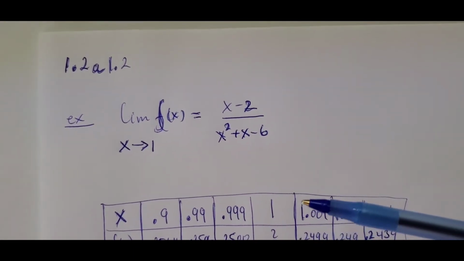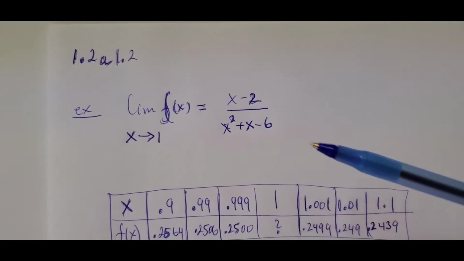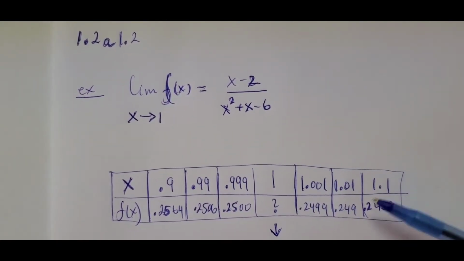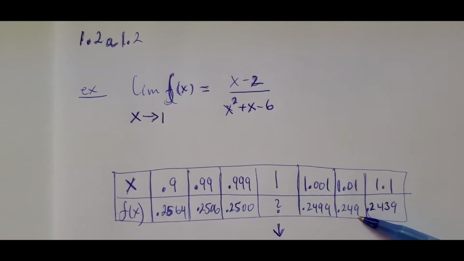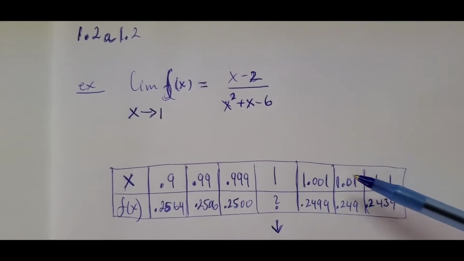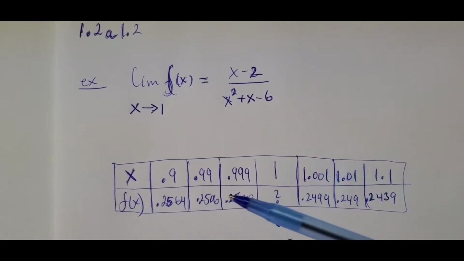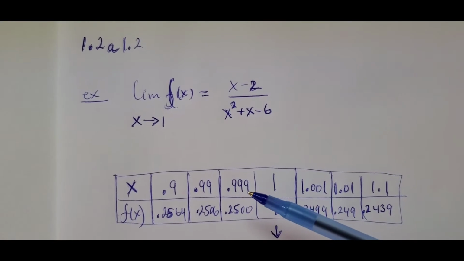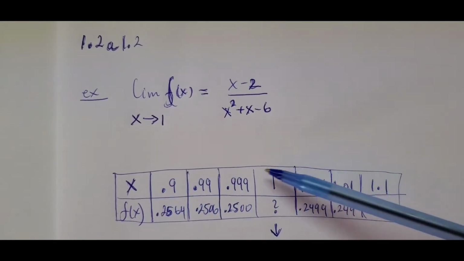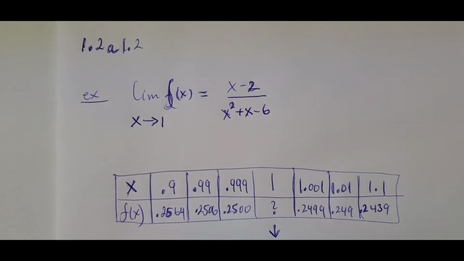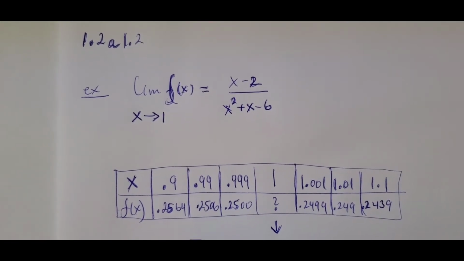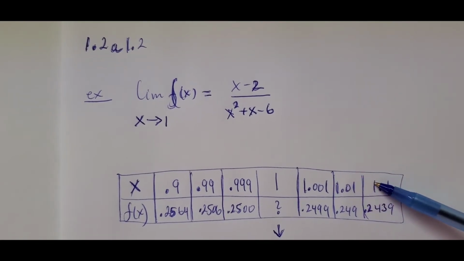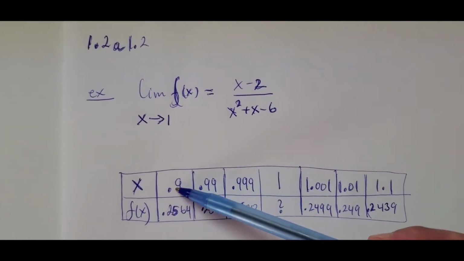Now, last video, we were given a table already. What happens if the table isn't given to us? How do we figure out the 3 values on the right side and the 3 values on the left side?